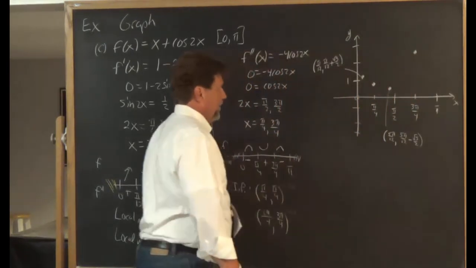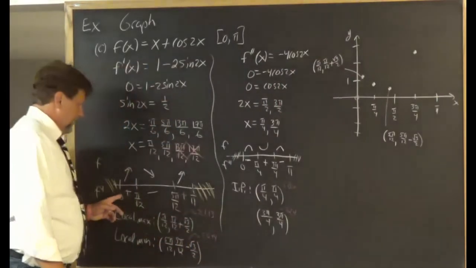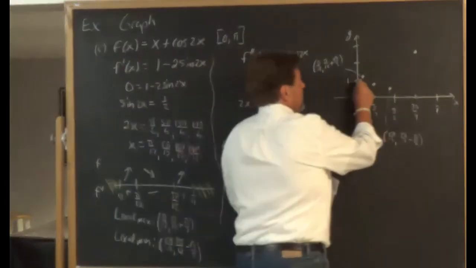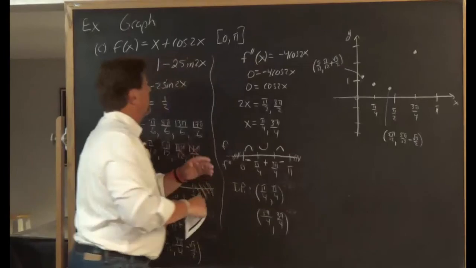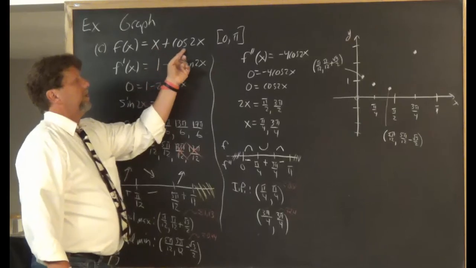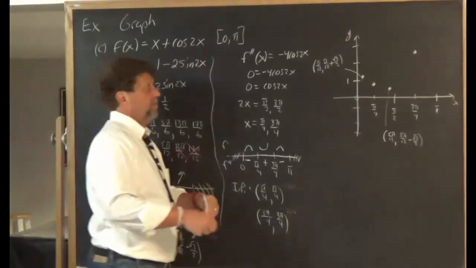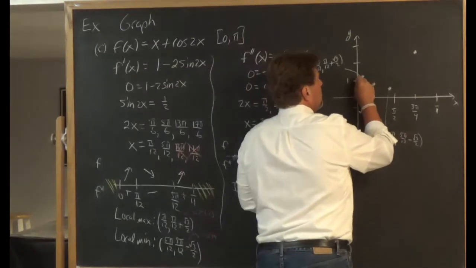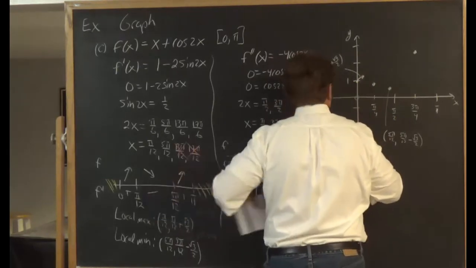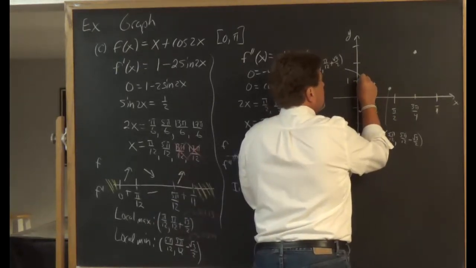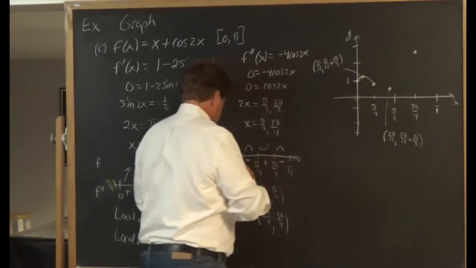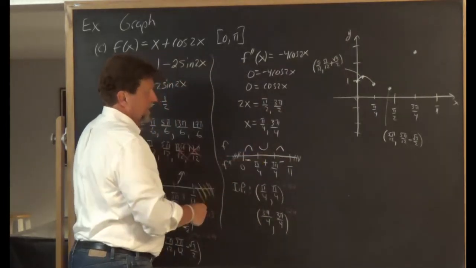Alright, so let's try to graph it. We know from 0 to pi over 12 it's increasing, and on that interval it's concave down. So, when x is 0, the y value would be 0 plus cosine of 0. Cosine is 1. 0 plus 1 is 1. So my graph is increasing. Then it starts to decrease, and it's going to hit this inflection point. So it's going to switch concavity now and become concave up. So now it switches to concave up.